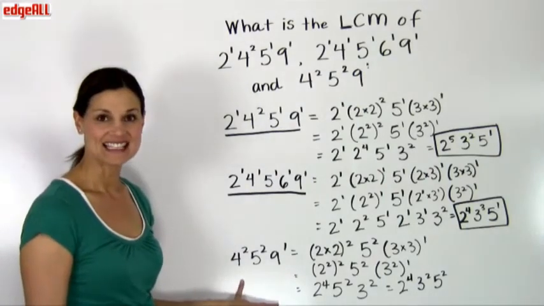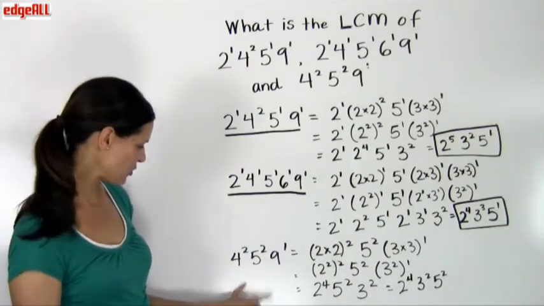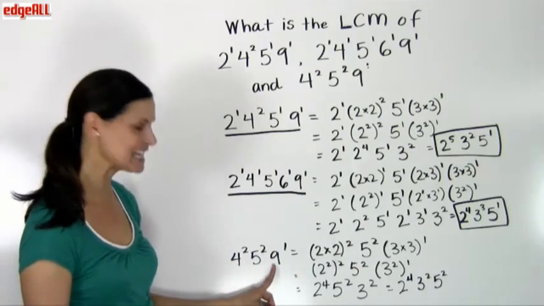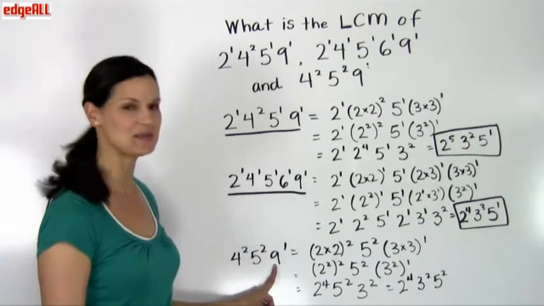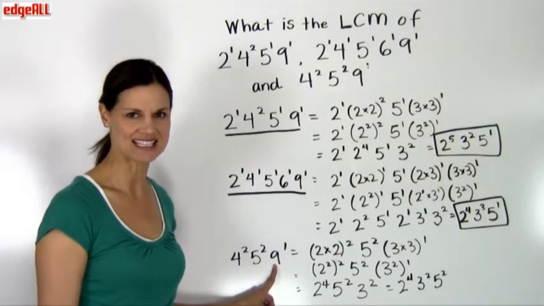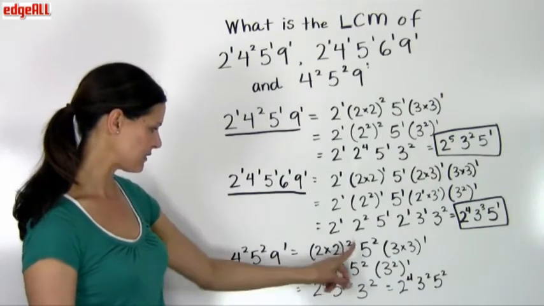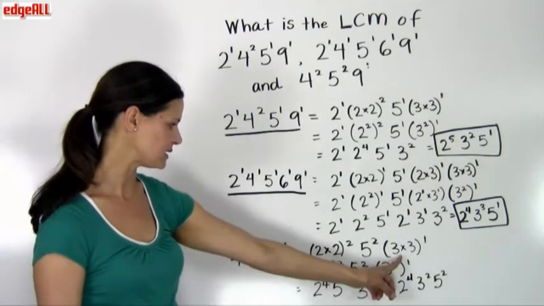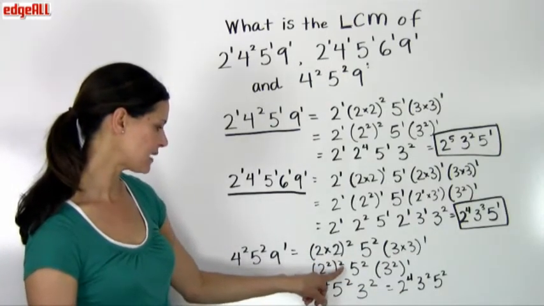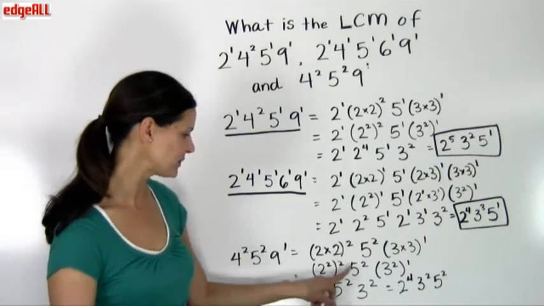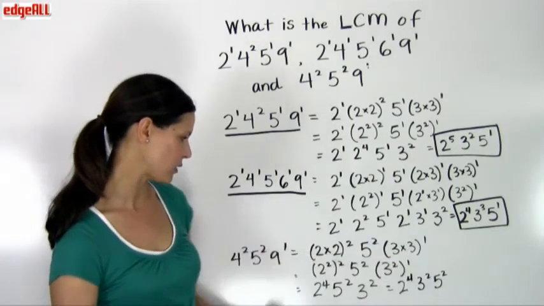I always want to identify which ones are not prime numbers first before I get to work, and I can see that 4 and 9 are not prime numbers. So 4 and 9 are going to be replaced by their prime factorization. 4 is equal to 2 times 2, and then I still have my 5 squared, and 9 is equal to 3 times 3. So I've got 2 squared to the power 2, 5 to the power 2, and 3 squared to the power 1.